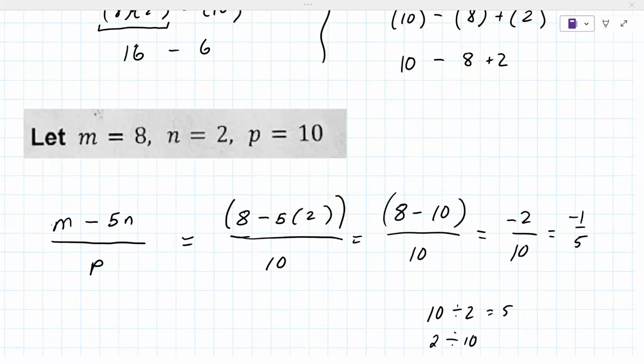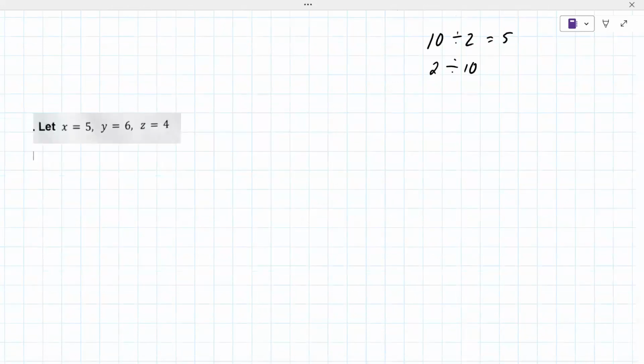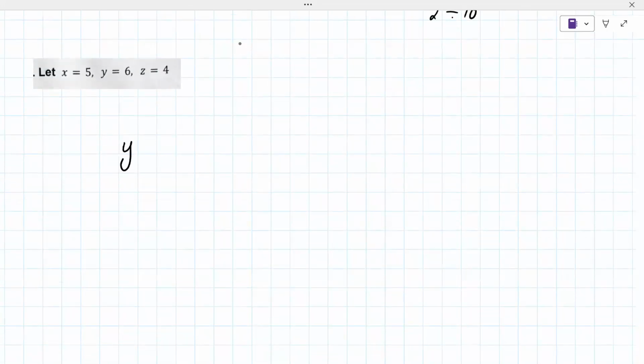Are you allowed to use a calculator in this class or not? Yes, you are. Okay. We'll talk about that in maybe a future lesson. I'll try to adapt to giving you the easiest path here. I got the impression initially that maybe you could not. So let's try one more here.